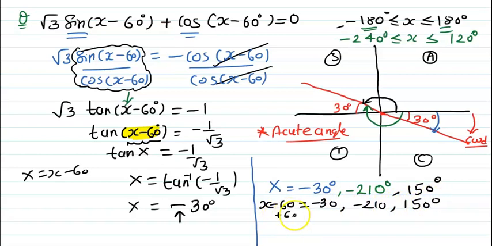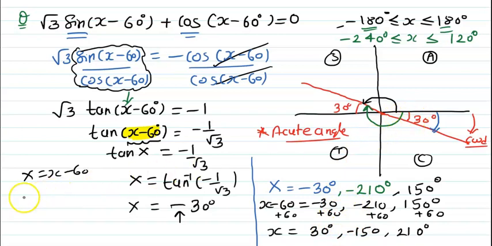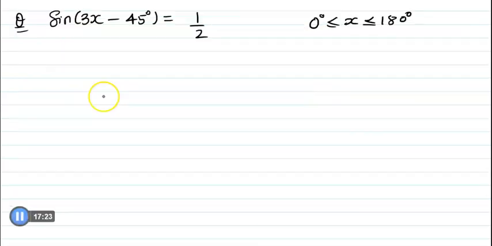Now plus 60 both sides. So you can do plus 60 and plus 60. So x will be 30 degree, this will be minus 150 degree, and this will be 210 degree. Okay, so this should be your answer: 30 degree, minus 150 degree and 210 degree. You can go one more negative value if you want to and you'll get the exact answer. So please try this question and pause the video.